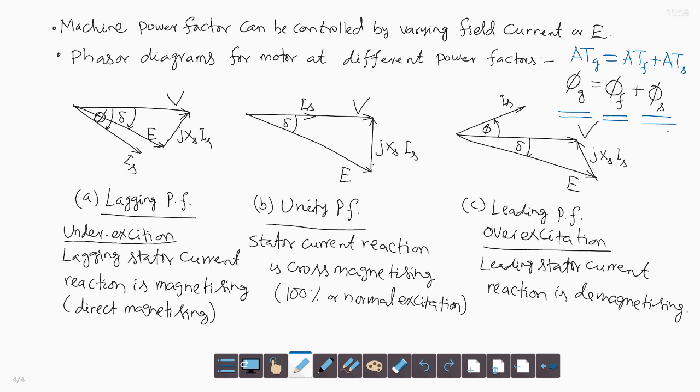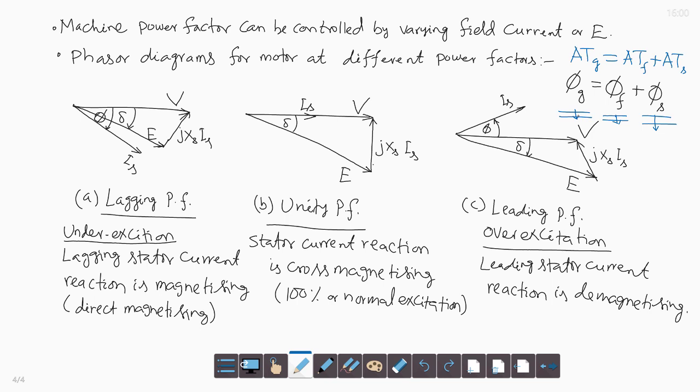And in case of lagging power factor, it happens with under excitation. When the excitation is below normal, field flux is less than the normal value. So it causes the stator current to be lagging, which causes direct magnetization. So the stator MMF due to stator current adds to the field MMF. So the air gap MMF is always the same, constant.